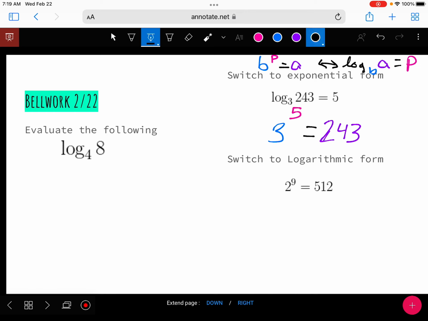So the second one down here is the same kind of vibe. We're going to switch it around. Log base what? Down here, what's our base going to be? 2. Yes. Of what? 512. Equals what? 9.